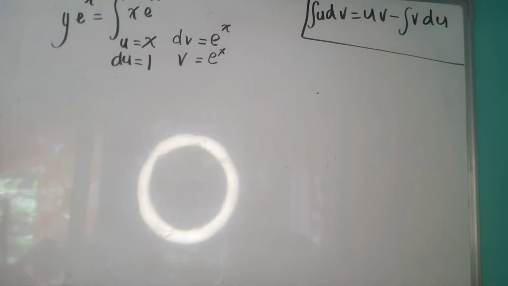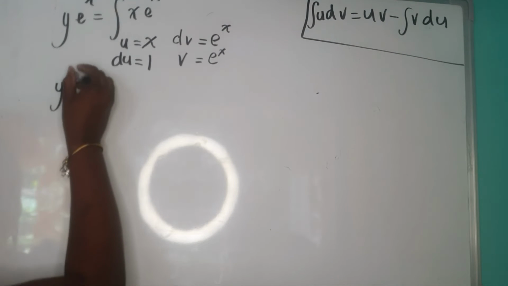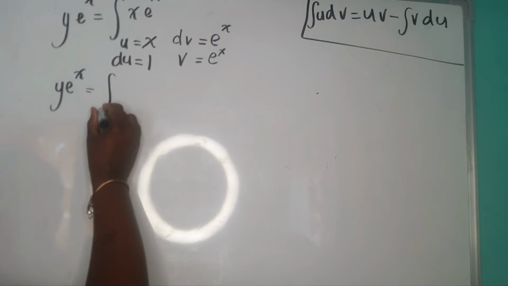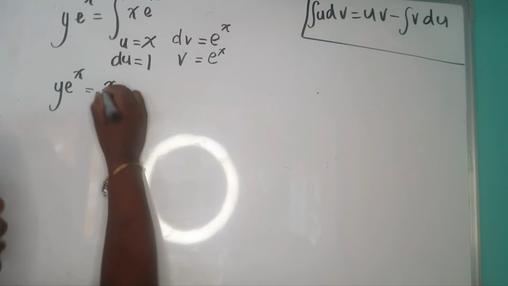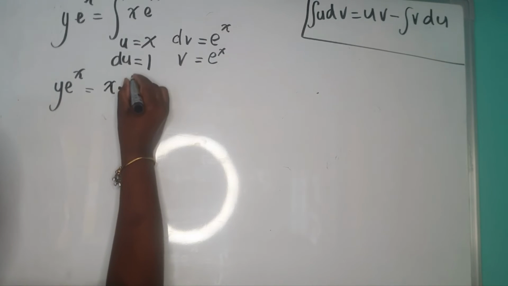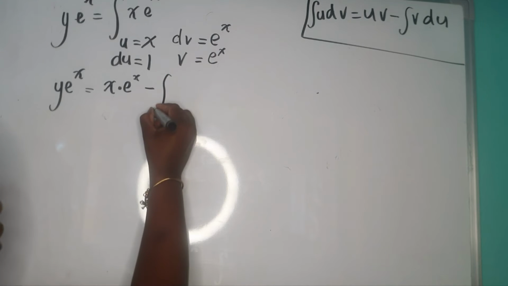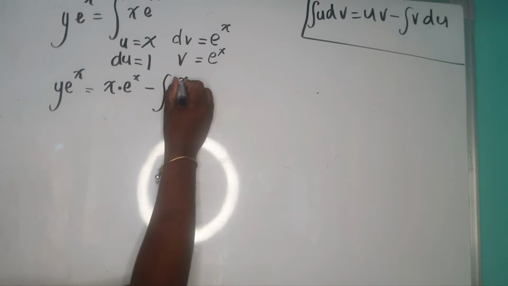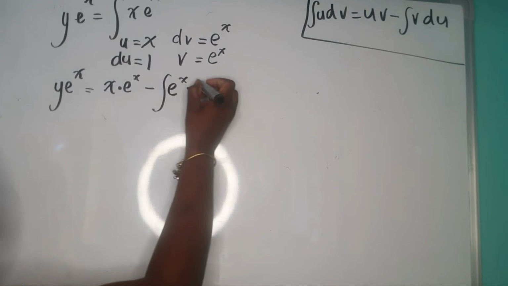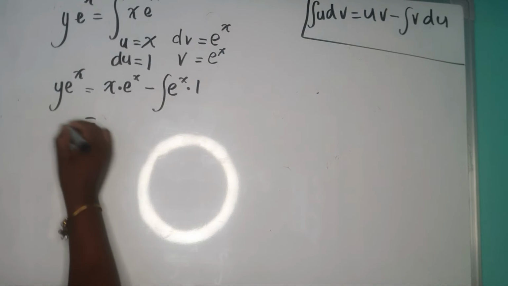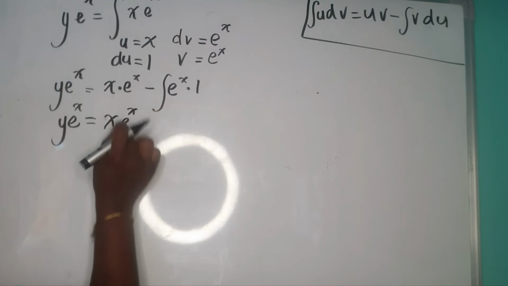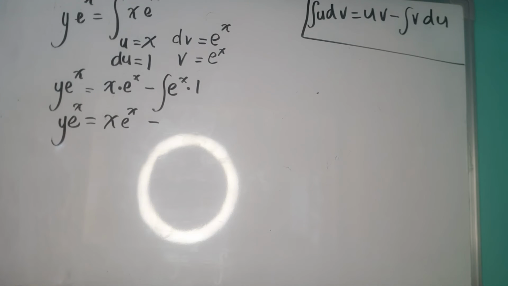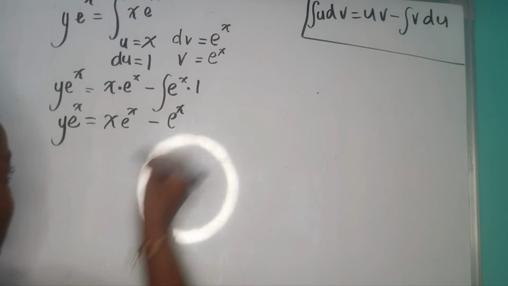Now substituting these values back into the formula, we're going to have y times e to the x is equal to the integral of the formula now: u, which is x, times v, which is e to the x, minus the integral of v, which is e to the x, times du, which is 1. Now this is going to be y e to the x equals x e to the x, there's nothing here that changes, minus the integral of e to the x, and remember that the integral of e to the x is e to the x.